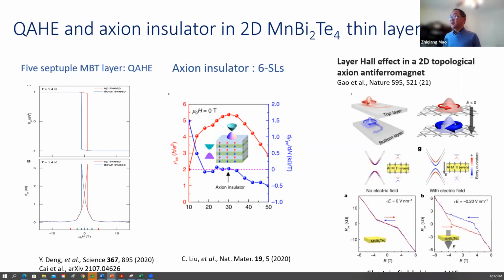So if an electric field is applied, the electron will be deflected by the anomalous velocity. However, without the vertical electric field, the positive and negative Berry curvature from the top and the bottom layer are degenerate, so it doesn't show an anomalous Hall effect. But if you apply a vertical electric field here, that lifts the degeneracy of the Berry curvature, and then it could show the anomalous Hall effect. So basically the applied vertical field can turn on the anomalous Hall effect. So that's the key evidence of the layer Hall effect.